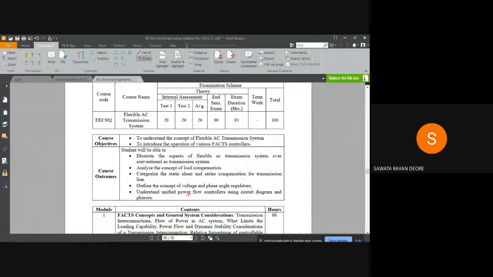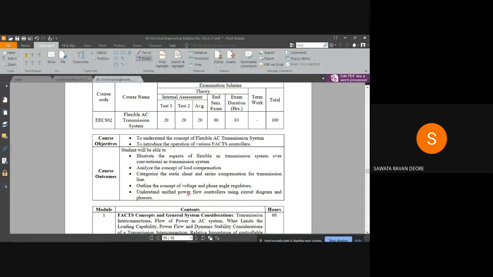As a course, it has objectives like: the student should be able to understand the fundamental concepts of flexible AC transmission system, and whatever flexible AC transmission system controllers there are, static or alternate based. So the operation of them, along with their effects on improvement in the operating performance of a transmission line, we have to learn.